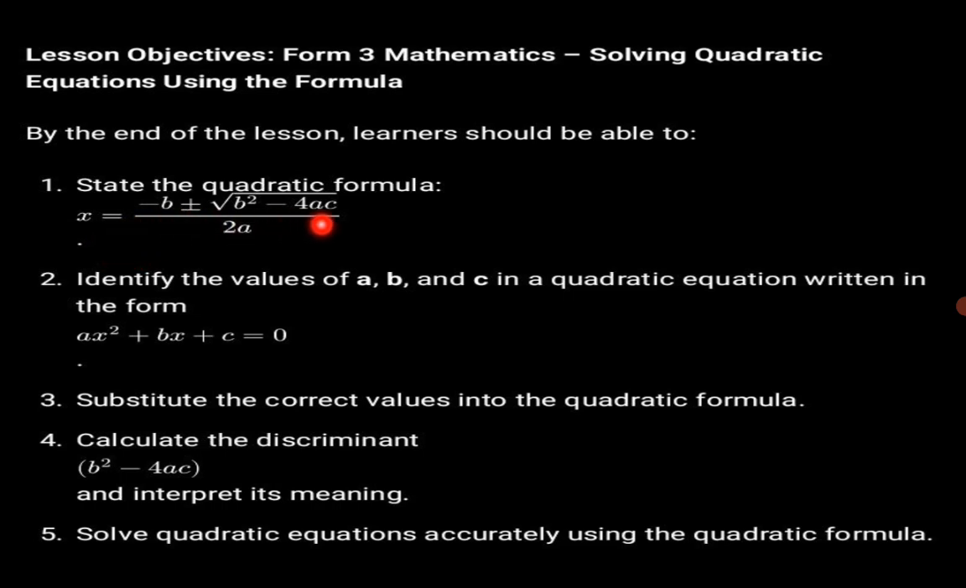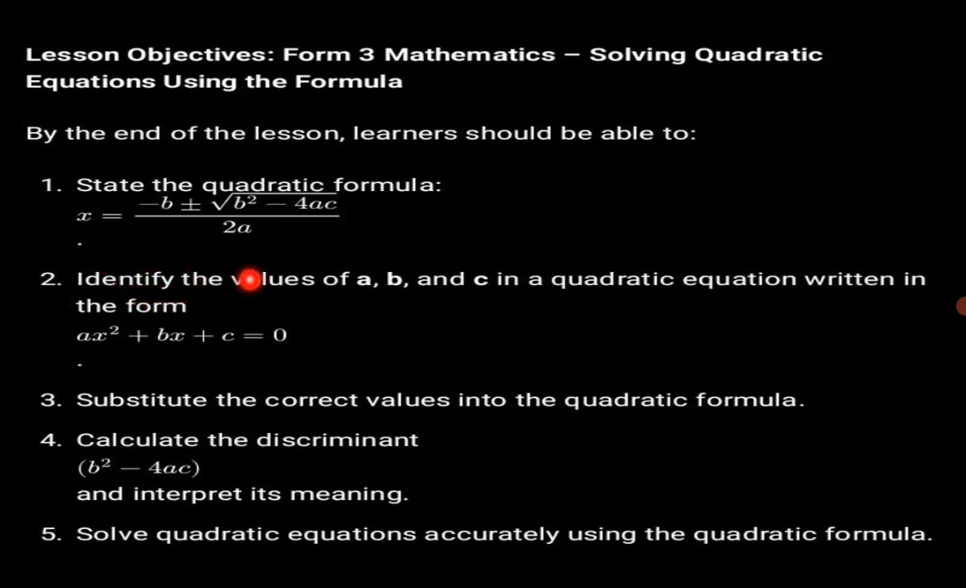So this equation is called the quadratic formula. By the end of this lesson, you should be able to state this equation: x equals minus b plus or minus root of b squared minus 4ac over 2a. We shall discover what these letters a, b, c stand for.